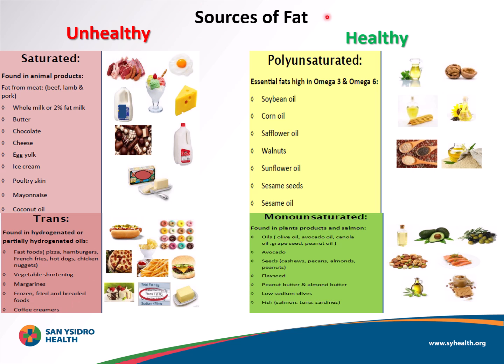Next, let's talk about the healthy fats. The first type of healthy fats that we'll be talking about are polyunsaturated fats. Polyunsaturated fats are essentially fats that our body needs but can't produce on its own. They are liquid at room temperature and are found in plant-based oils and fatty fish.